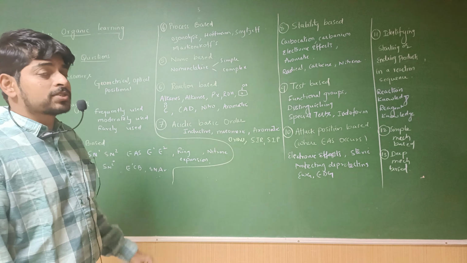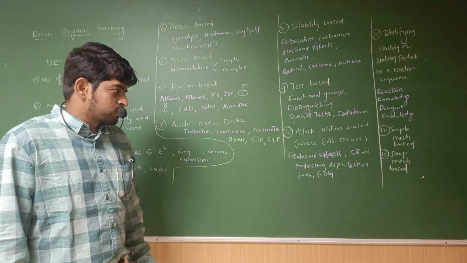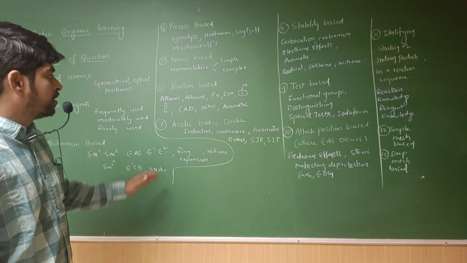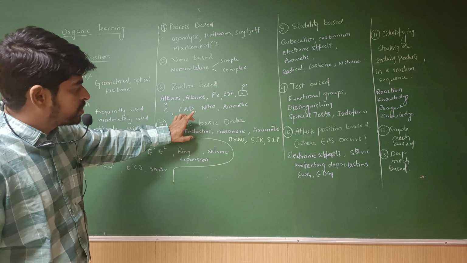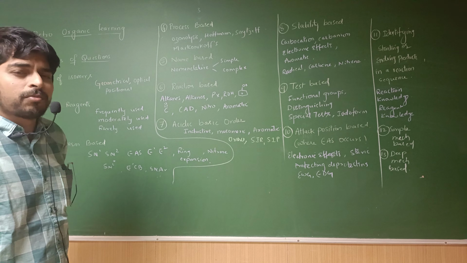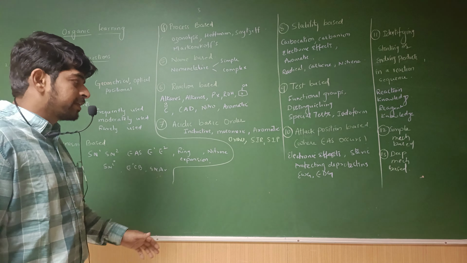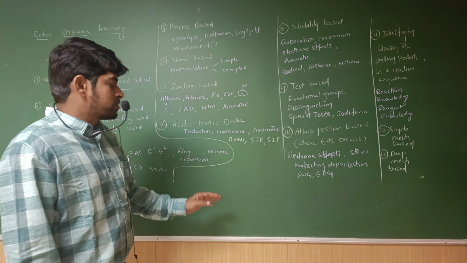Next comes questions based on acidic and basic order. This is based on GOC. This is a mandatory thing that you have to learn. You cannot ignore it. You may ignore other parts, you may build them gradually, but this one you have to learn. That is, you have to learn all the electronic effects: inductive effect, mesomeric, hyperconjugation, electromeric effect, etc. You have to learn about aromatic and non-aromatic compounds.